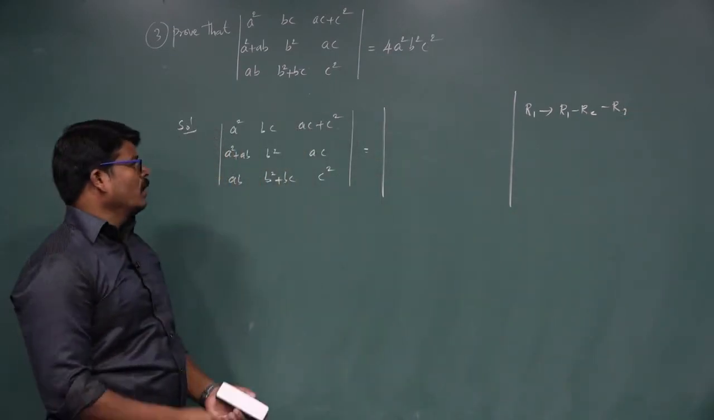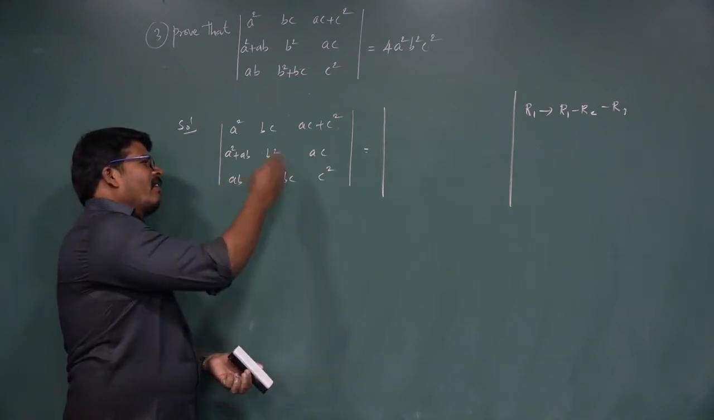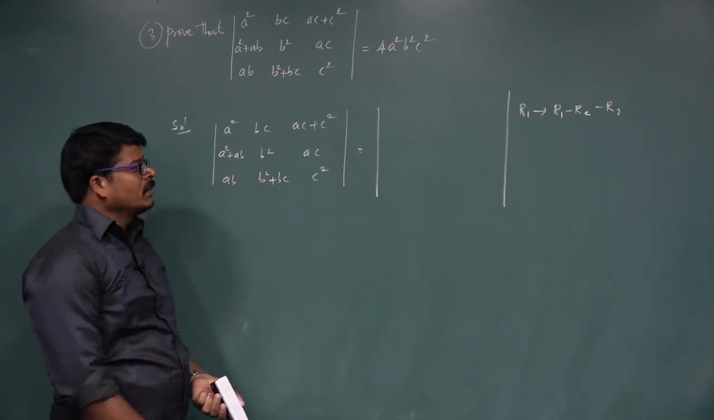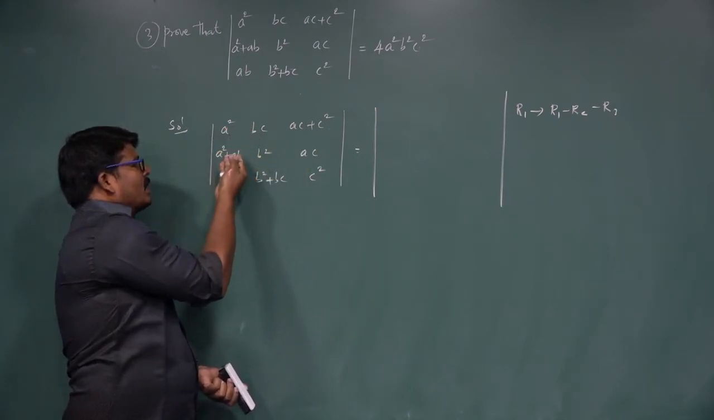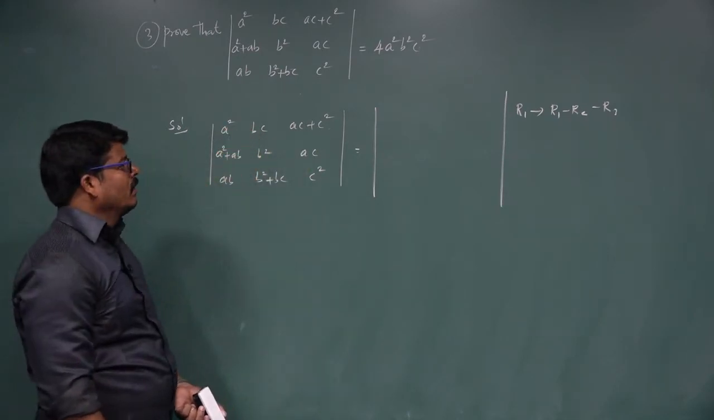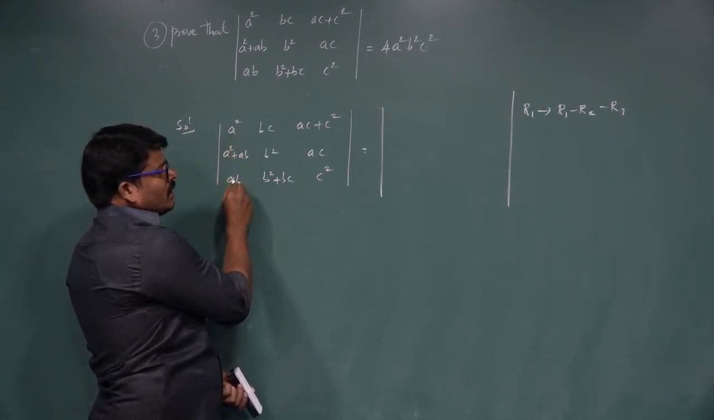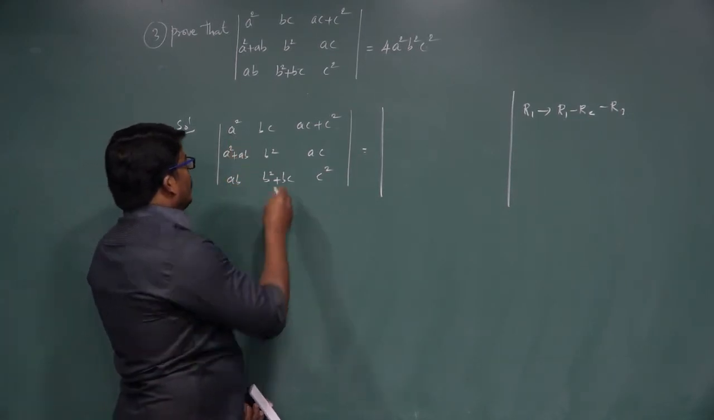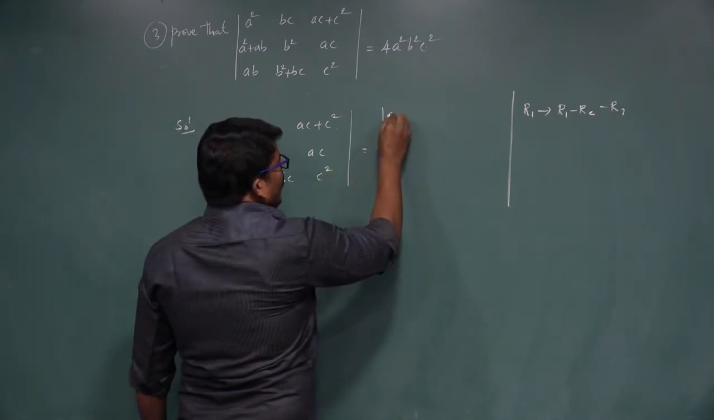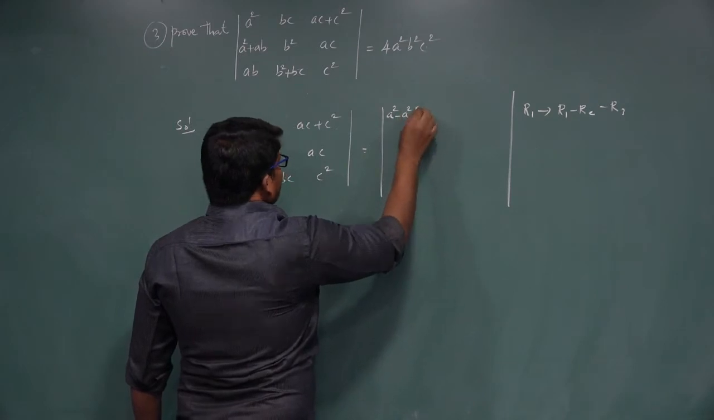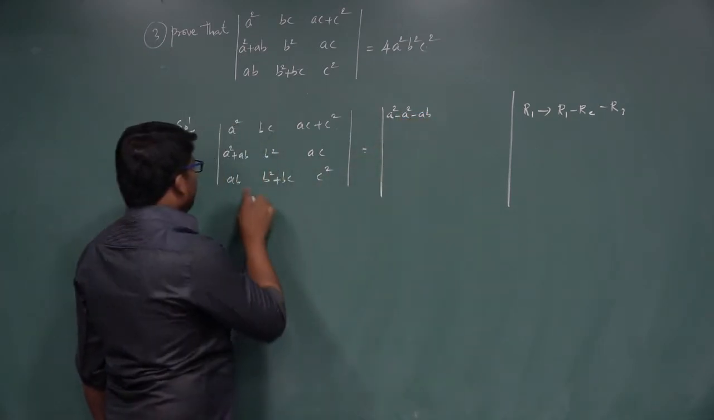r1 minus r2 minus r3. You can use any way, column wise or row wise, anyone. Now I am taking r1, first row is r1 minus r2 minus r3. The first row is r1 minus r2 minus r3. This a square minus a square, this a square minus a square minus ab minus ab.